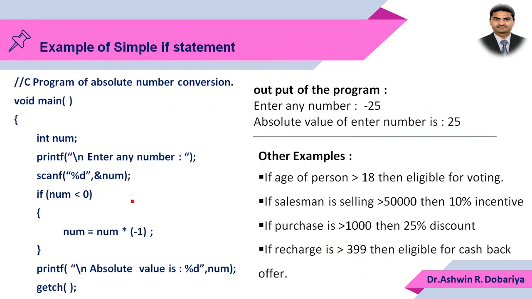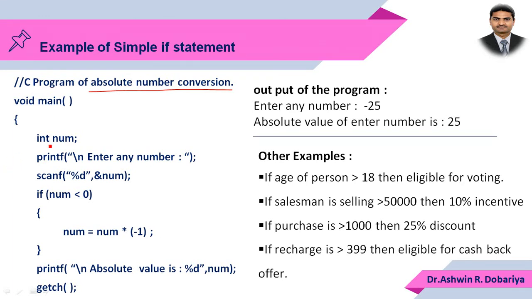So one example, suppose, is the C program of absolute number conversion. Now absolute number is nothing but, if you input a negative value, then it should be converted to a positive. But if anyone inputs a positive value, then we do not require converting it to a negative, right? So here if the number is negative, then and only then we want to convert it to positive. Otherwise we do not want to do anything.